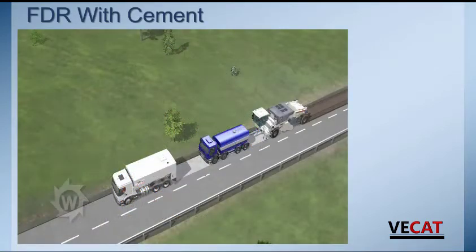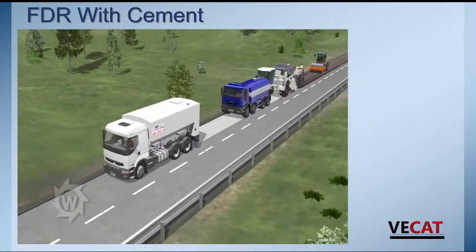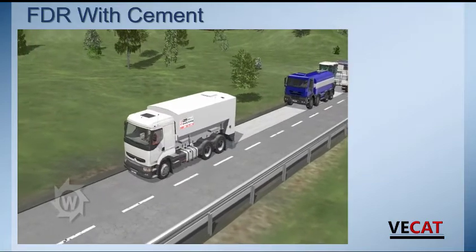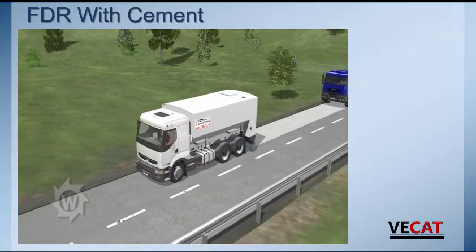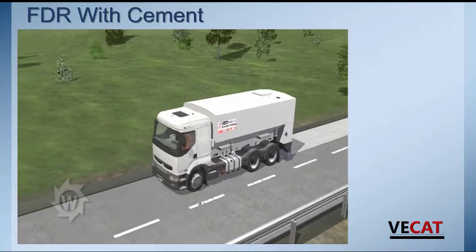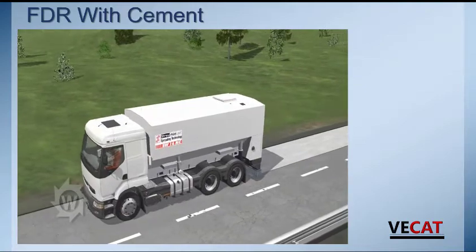Here we have a short animation showing the FDR or full depth reclamation process. First, we have a Streamliner spreading a layer of cement. This is a crucial point for the success of the complete job. The layer of cement needs to be spread evenly and according to the mix design. We'll talk in the next few slides about some of the common problems with the spreading process.